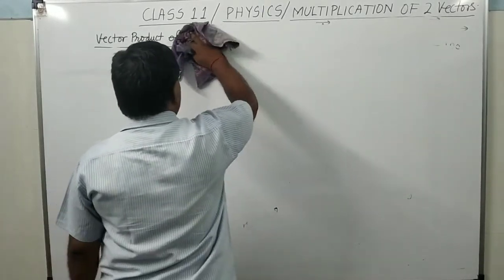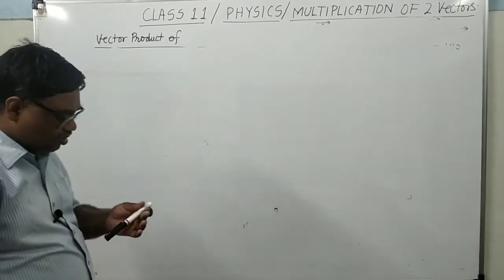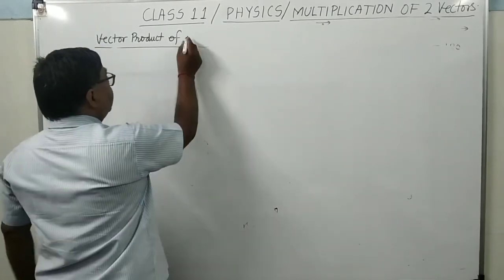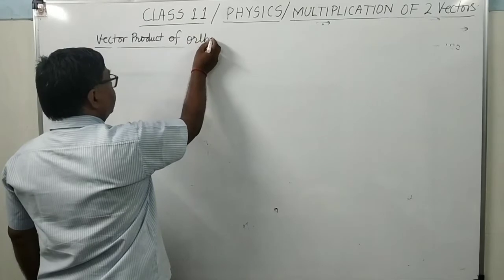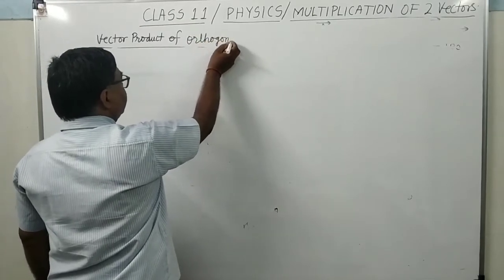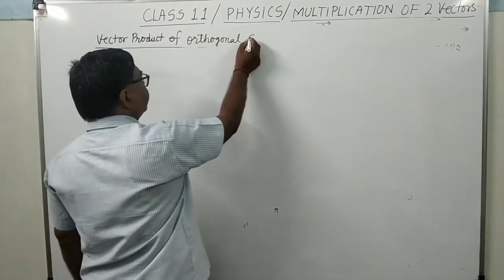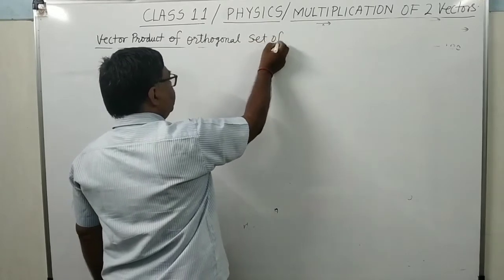Product of orthogonal set of unit vectors.